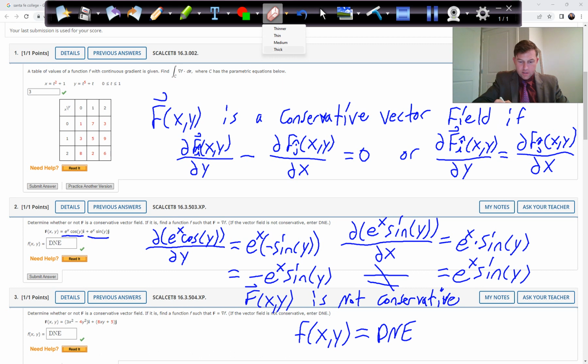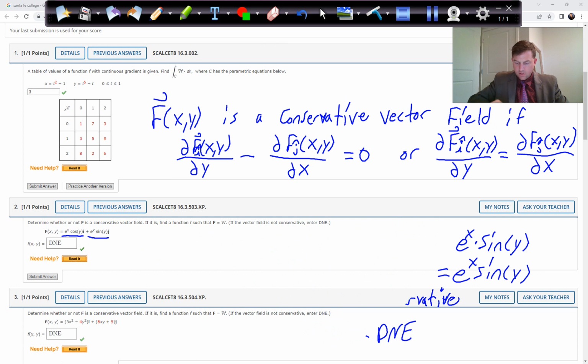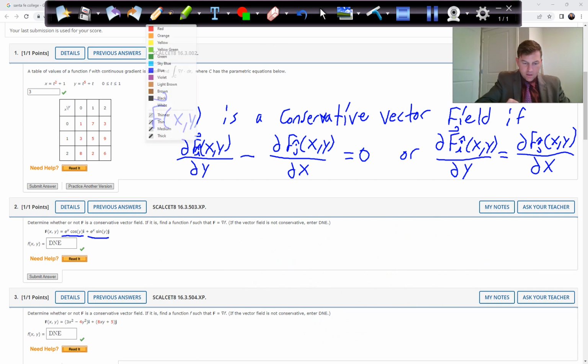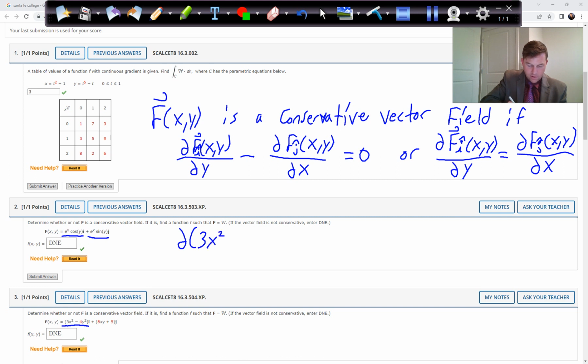Okay, now let's test this for problem 3, because it's pretty similar. Now we have 3x squared minus 4y squared, so we're going to take the partial derivative of that with respect to y. So again, we take the I component with respect to y. And this is going to equal, so x is a constant, so it goes away. So this is just going to be minus 8y.